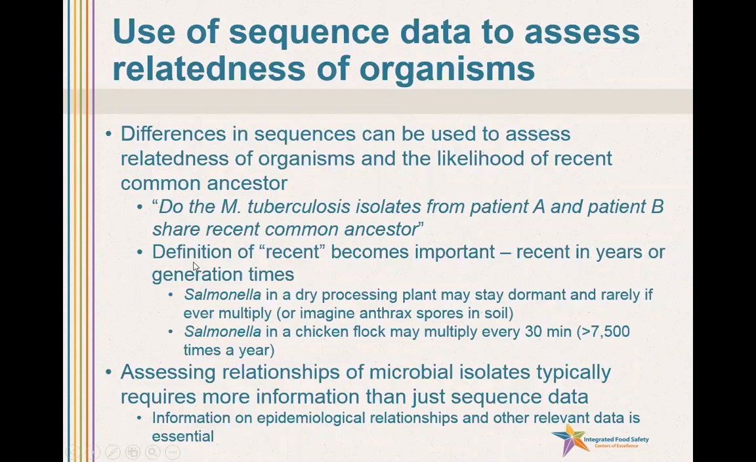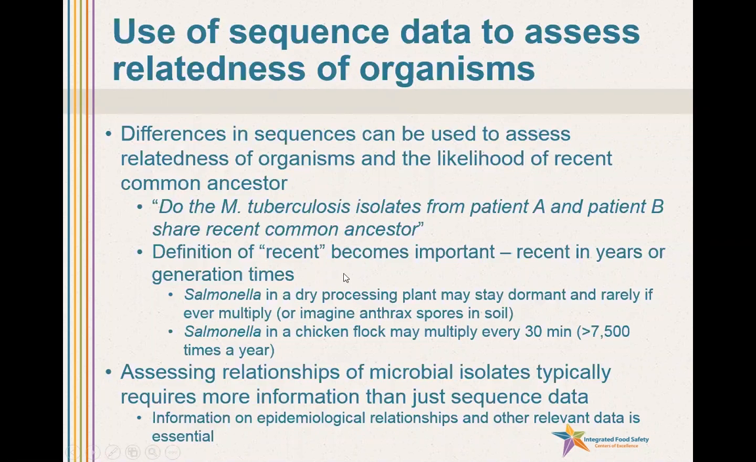The key here is that the definition of recent common ancestor becomes important. We can look at recent in 2 different ways conceptually. One of them, and most of us will initially think of it this way, is recent in years. Do they share a common ancestor that occurred within the last 2 or 3 years? The challenging part in the analysis we do here is that it's much easier to find recent in terms of generation times: how many generations back did these two Mycobacterium tuberculosis isolates come from the same bacterial cell.